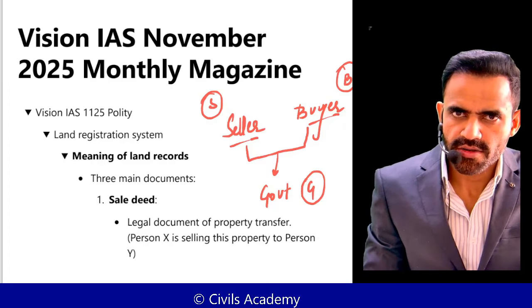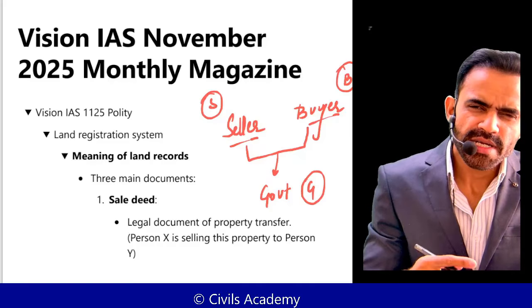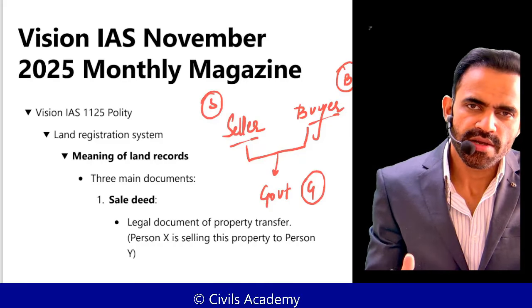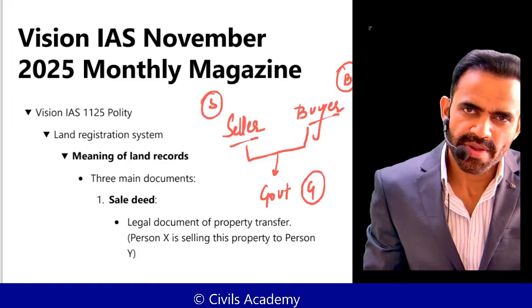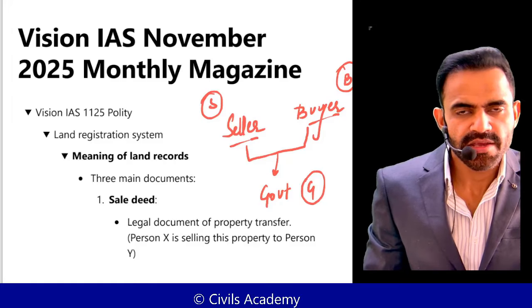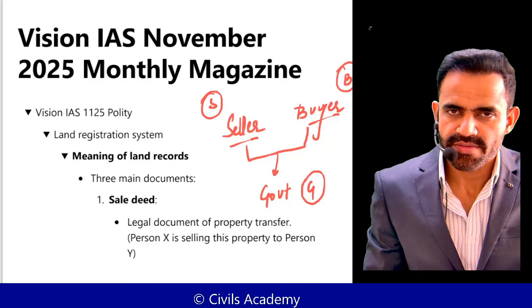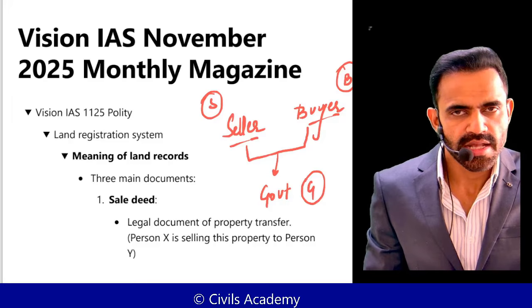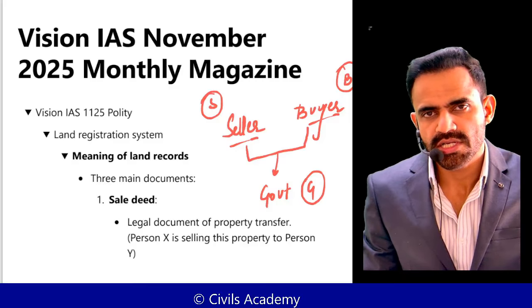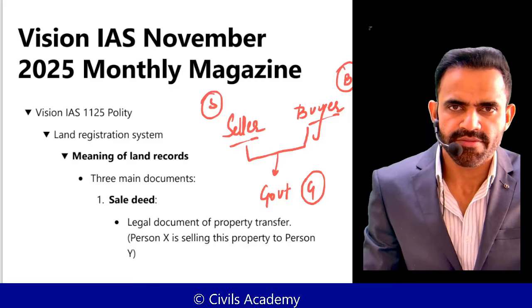This is not the official channel of Vision IAS. The objective is to simplify the magazine so that you can cover the entire magazine in 3 hours maximum. The PDF of this entire magazine is available on the Civil Academy app in a simplified sense. The actual magazine is available on the official website of Vision IAS. It is freely available.